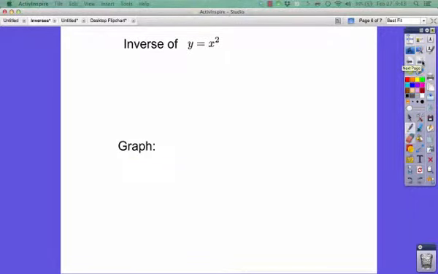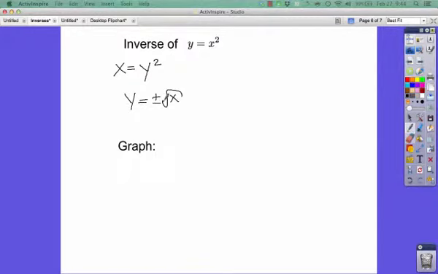Let's talk about the inverse of y equals x squared. Okay, what should this be? We switch the variables, and now we solve for y. How do we solve this? Square root both sides, so we end up with y equals what? Square root of x. Square root, but we're actually missing something. It's kind of interesting. Plus or minus.